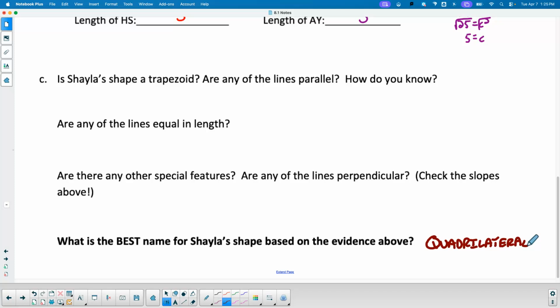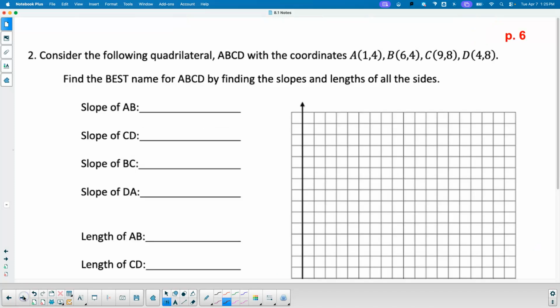Okay. It's a quadrilateral with one right angle, but that doesn't do me any good because there's nothing special about just having one right angle. Okay. Love it. What I would like you to do now is turn to page 6, and complete page 6 here.